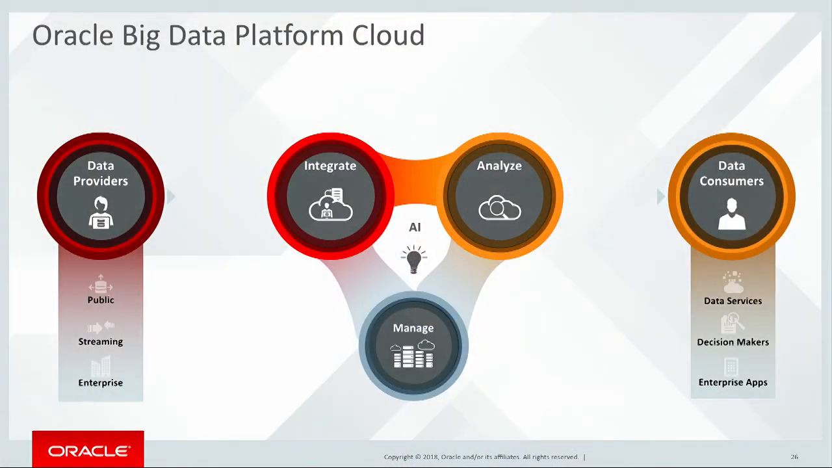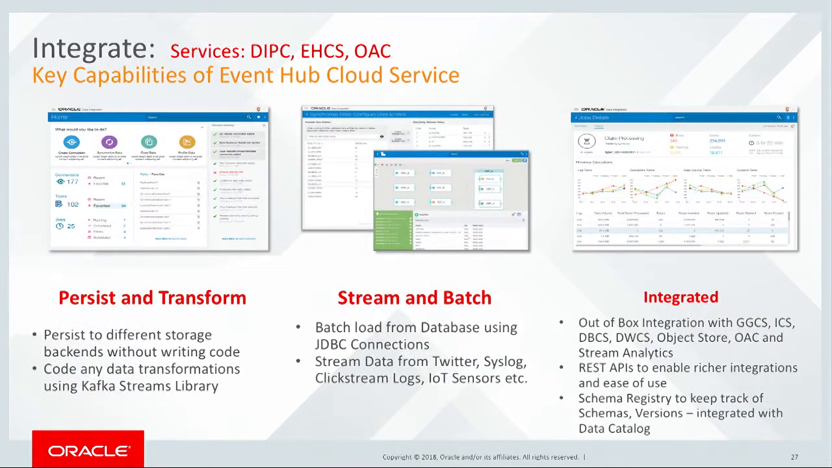Data integration is a big part of our portfolio. There are a bunch of services available. In this session, I will only stick to Event Hub Cloud Service. And then if you want to store the data and manage it securely and reliably, we use data lake services, which is Big Data Cloud. So let's cover those areas. On the integrate side, we have Event Hub Cloud Service as one of the key pieces of data integration. It's Apache Kafka as a managed service.